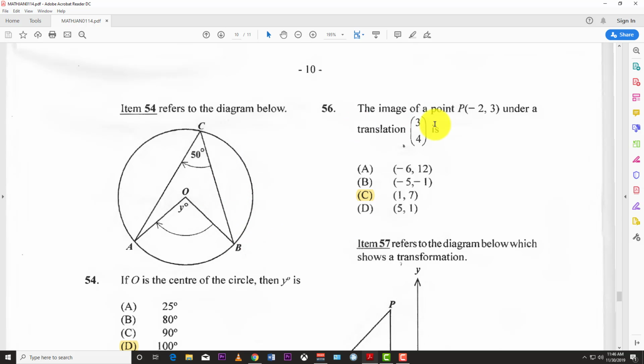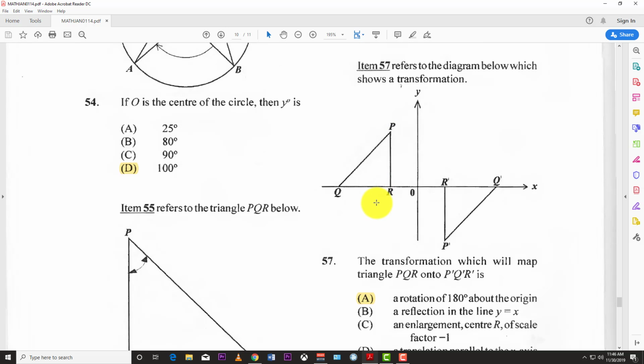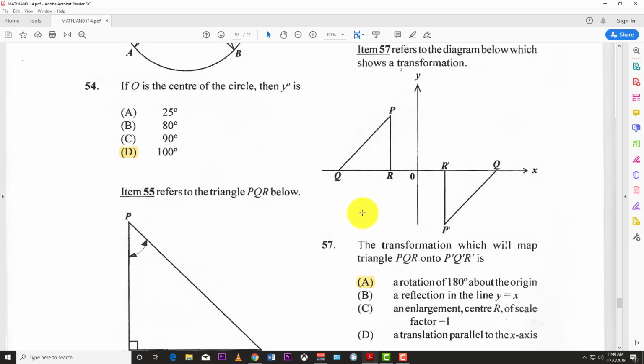56. The image of a point P(-2, 3) under translation (3, 4) is C, (1, 7). Item 57 refers to the diagram below, which shows a transformation.